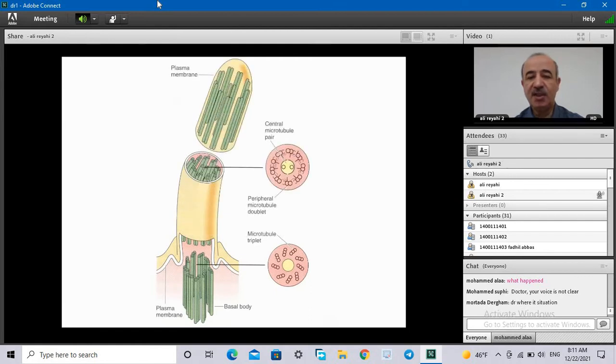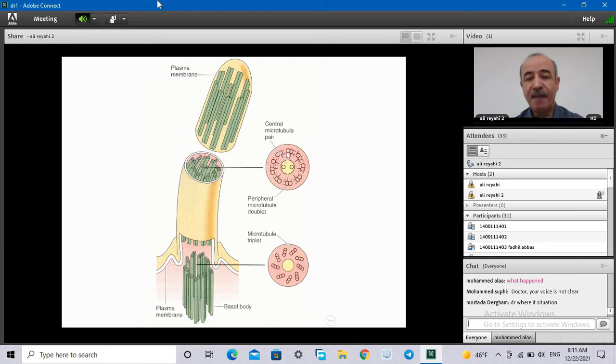This picture shows a cilia. Attention please, a cilia is covered by the plasma membrane. It's covered by plasma membrane, and if we prepare a section of the cilia, we can see the axoneme pattern.